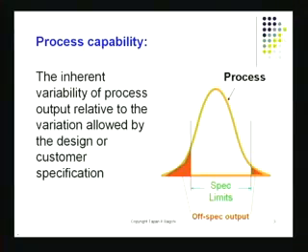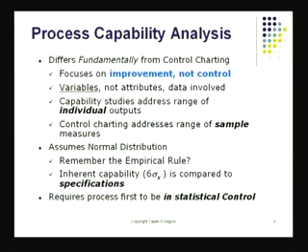If a process, as it's operating naturally, produces output that goes beyond the upper and lower specification limits, we will say that that particular process is not capable. We'll try to get some quantitative measures of this as we go on. What does process capability analysis do? It actually focuses on improvement. It tries to improve the process capability of a particular process.